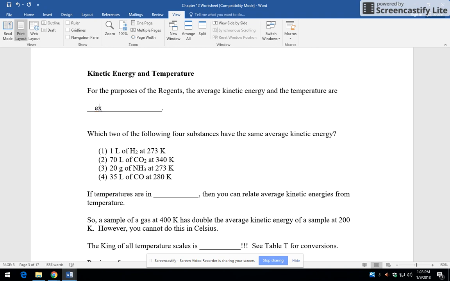Oops. Now that is not entirely true. Technically, mathematically speaking, they are proportional to each other. However, for the purposes of the Regents, they are exactly the same thing. So the question is, which of the following four substances have the same kinetic energy?